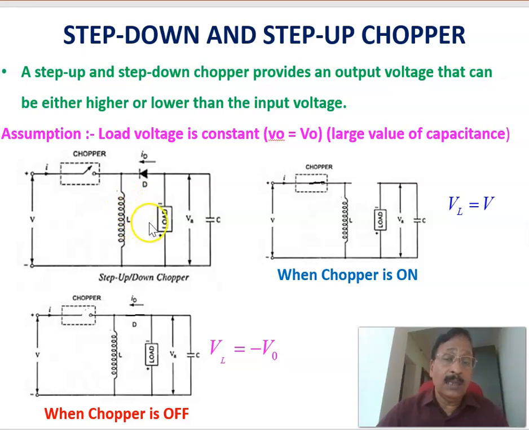Now let us see the working in two cases. When the switch is on, what is the equivalent circuit, and let's see what is the voltage across the inductor. And similarly, when the switch is off, what is the equivalent circuit and what is the voltage across the inductor.